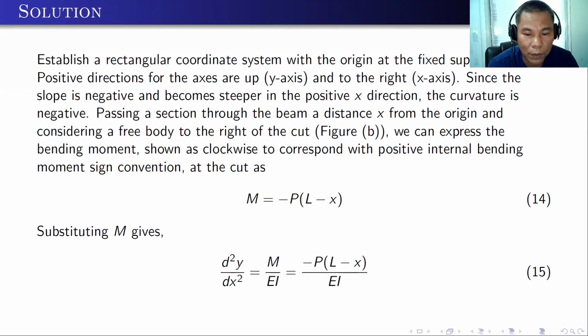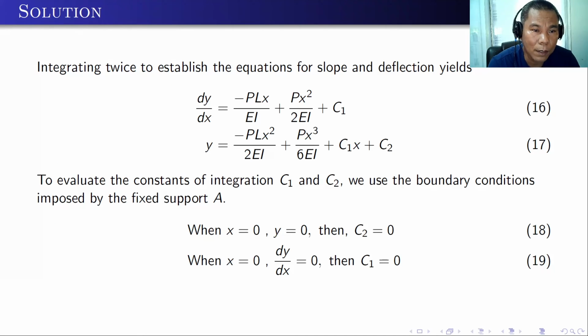It should be counterclockwise to be positive. So if we substitute this moment equation into the equation d squared y over dx squared equal to M over EI, we can integrate this twice to establish the slope and deflection. Here again we have two constants of integration, and to evaluate them we can use the boundary conditions imposed by the fixed support at A. That is, when x is equal to 0, the deflection y is equal to 0. So if we substitute it in equation 17, then C2 is 0.